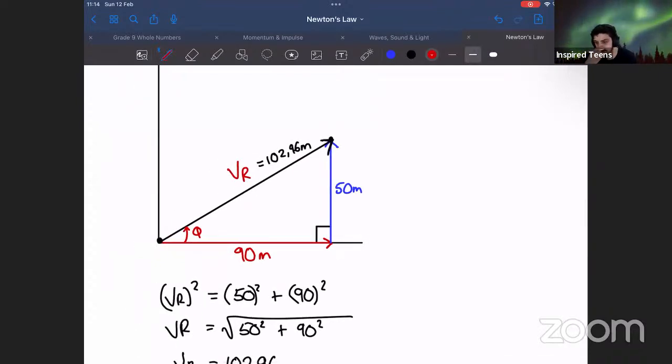Do we have to round off to 2 decimal places? Yes, generally, unless they specify differently, you always have to round off to 2 decimal places.